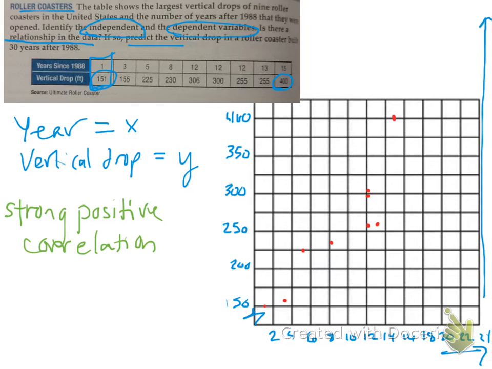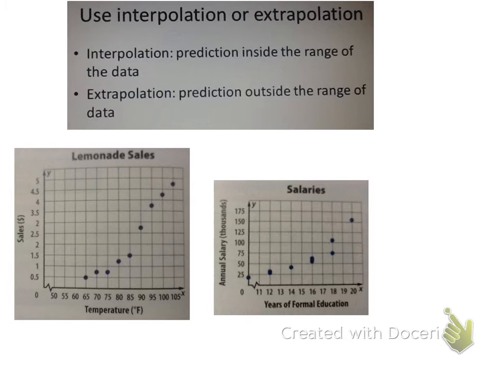I'm guessing it's going to be like 500. No, I bet it's going to be even more than that. But in order to predict, you would have to extend your graph on both sides. What a pain in the butt, right? Don't worry, today I'm going to show you a different way to predict where you don't have to extend your graph.